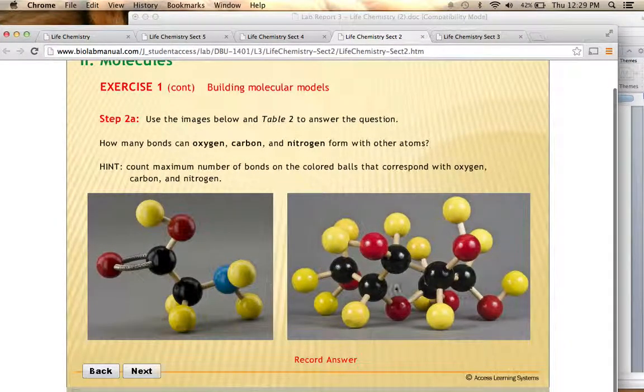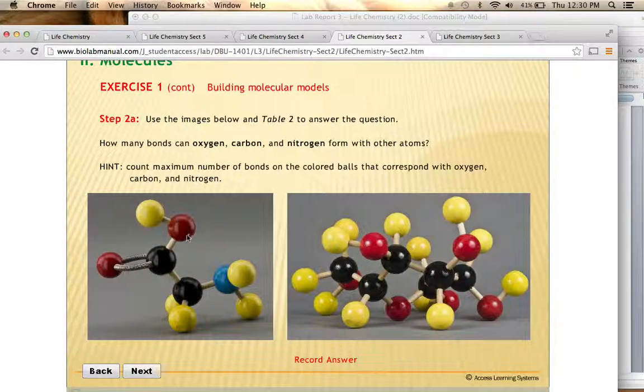Looking at these 2 pictures, these diagrams will show you how that happens. So here's a black carbon molecule. It has 1 bond to an oxygen, another bond to another carbon, and then a double bond to another oxygen over here. So this black carbon atom has formed 4 bonds. 1, 2, 3, 4. So that's the maximum that it can form.